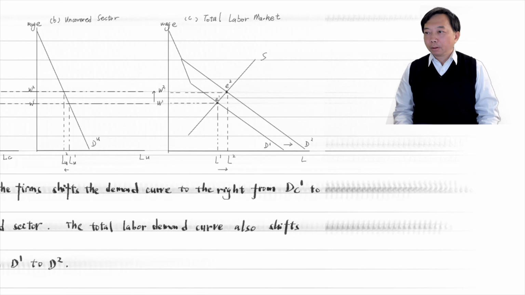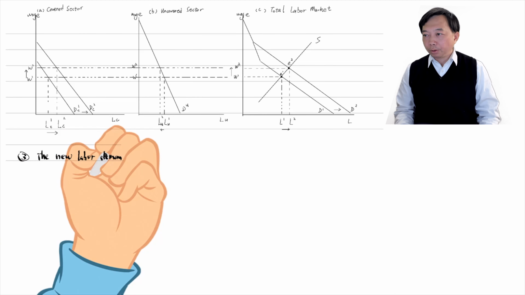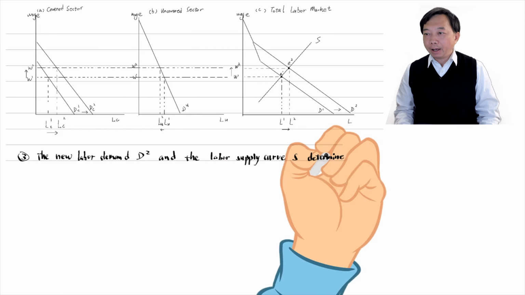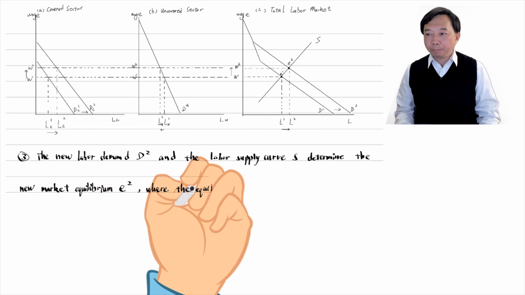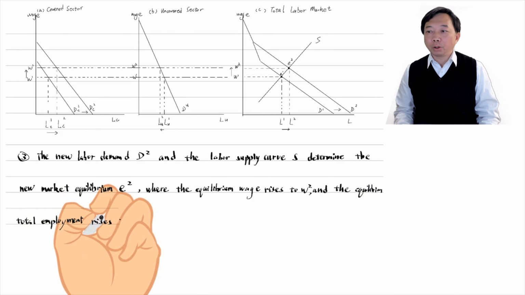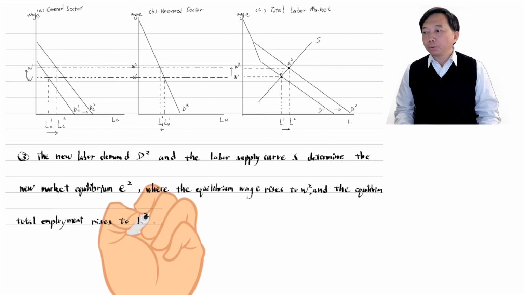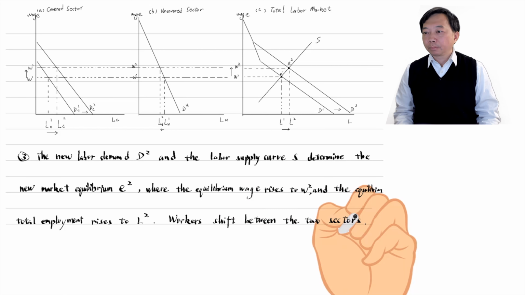In the third step, we determine the equilibrium wage using the new total supply and demand curves, and then determine employment in the two sectors. The new labor demand curve D2 and the labor supply curve S determine the new market equilibrium E2, where the equilibrium wage rises to W2, and the market equilibrium total employment rises to L2.